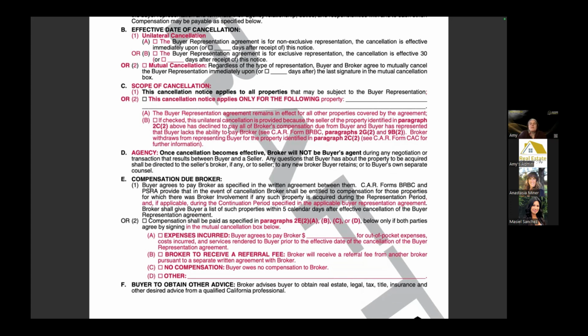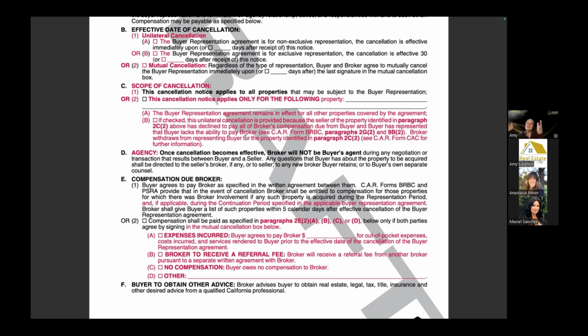If checked, this unilateral cancellation is provided because the seller of the property identified in paragraph 2C above has declined to pay all of broker's compensation due from buyer, and buyer has represented that buyer lacks the ability to pay broker. Broker withdraws from representing buyer for the property identified in 2C3. See CAR form CAC for further information. So that's saying, hey, we have the BRBC and the financial information, and it talks about that, hey, the buyer doesn't have the means.